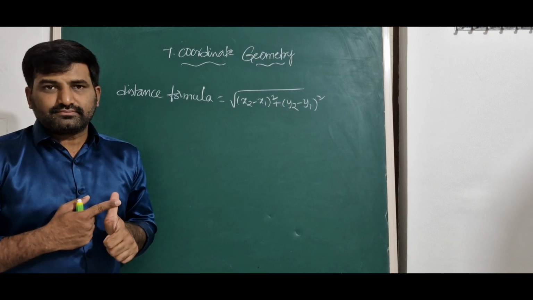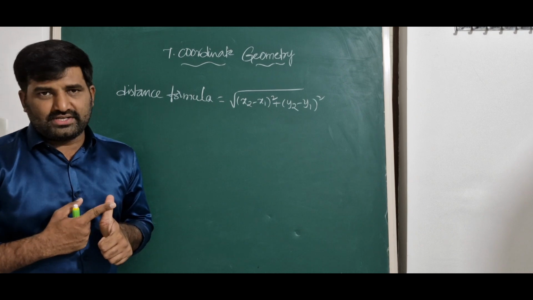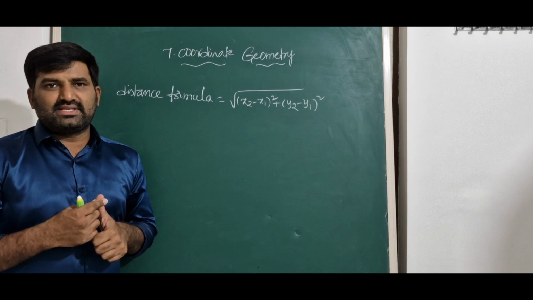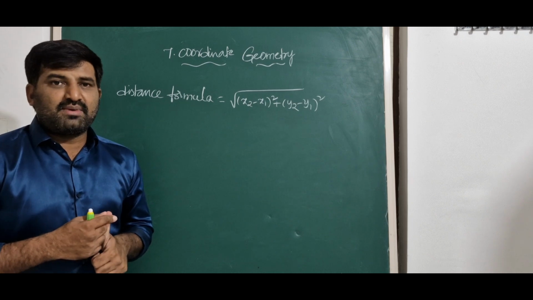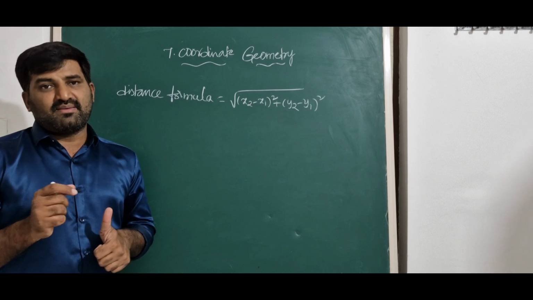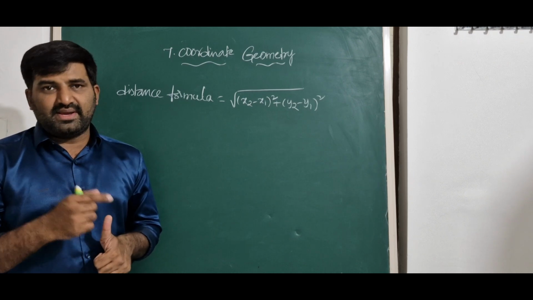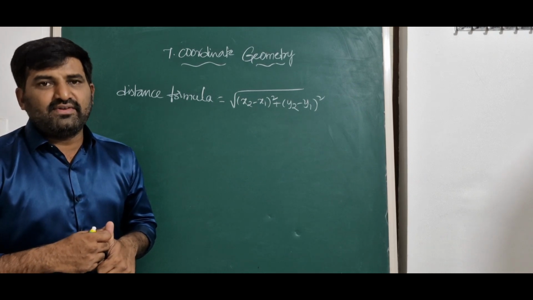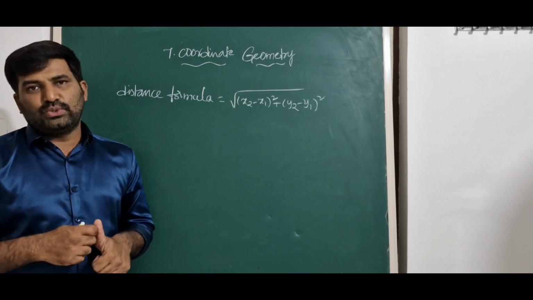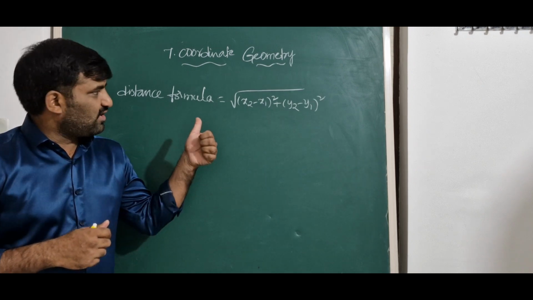First question: find the distance between the 2 points. Normal numbers they can ask. Next, in terms of variables like (a, b) and (a, minus b), or (a plus b, a minus b) and (a, b). Like this, different ordered pairs will be given. We need to find the distance between the two ordered pairs by using this formula.